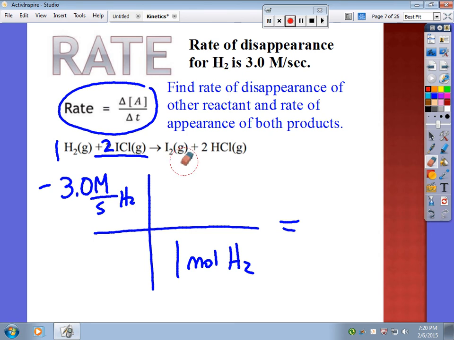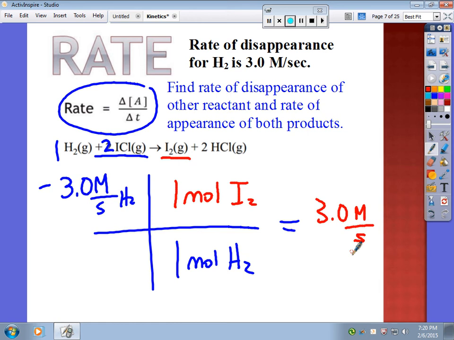So here's my product, iodine. I actually want to change my marker colors here so you can see the difference. Now, why is that negative there? Because it's disappearing. 1 mole of hydrogen goes away while 1 mole of I2 is produced. So it appears at the same rate that hydrogen is disappearing.